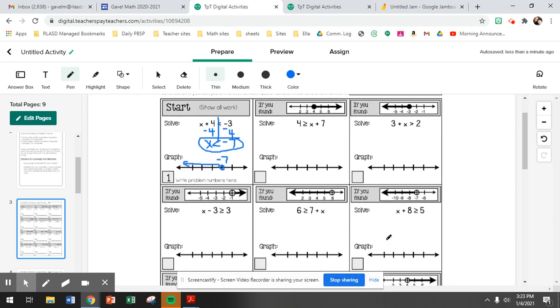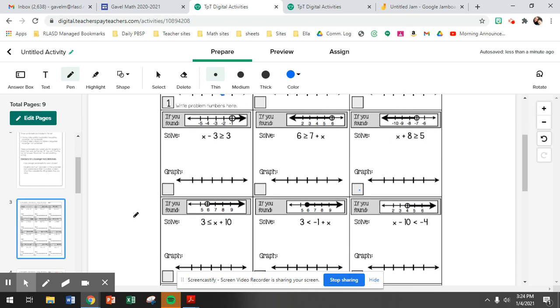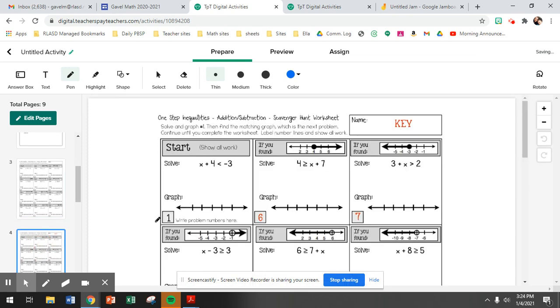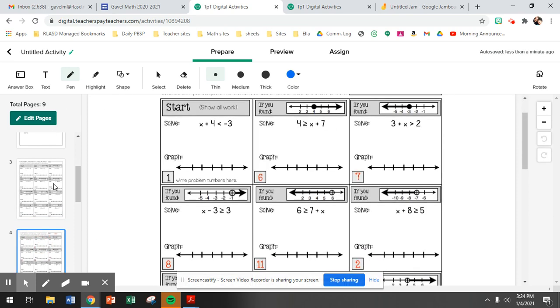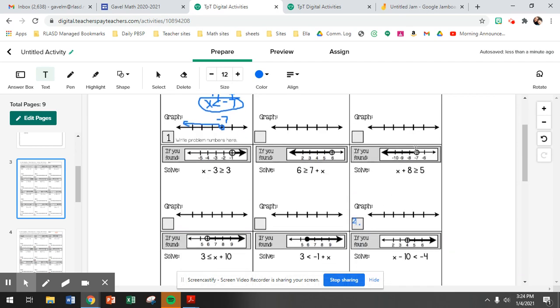So then I'm going to come down here, and this is going to be my next one. Let me just verify. Yep, and here you're going to put a number 2. So here's my text, and I'm just going to put a 2 because this is the second one that I've completed. There you go, 2.